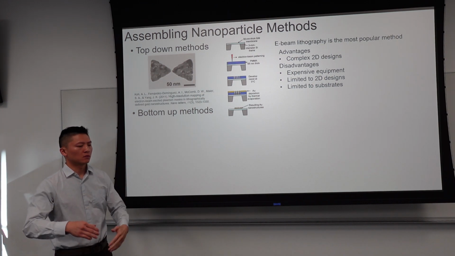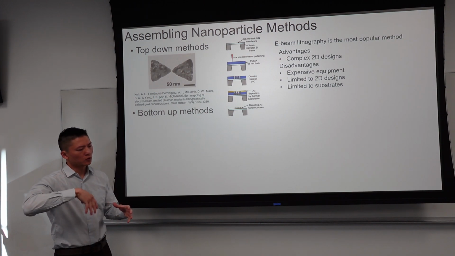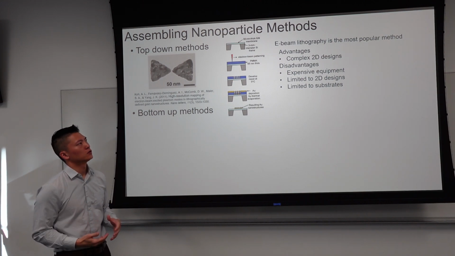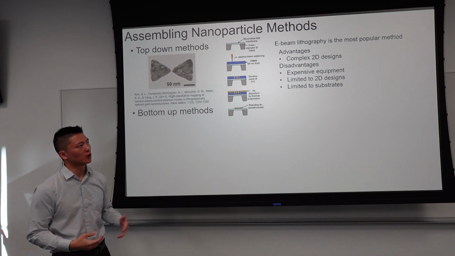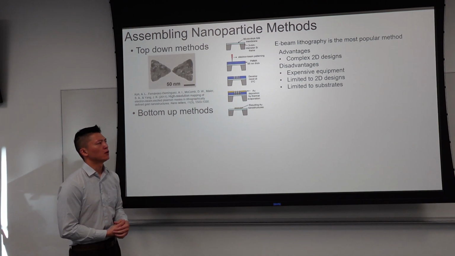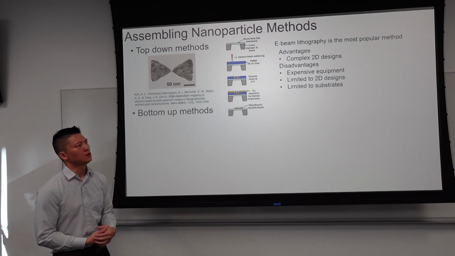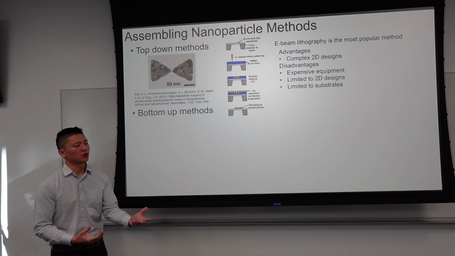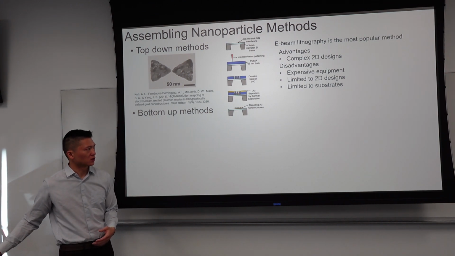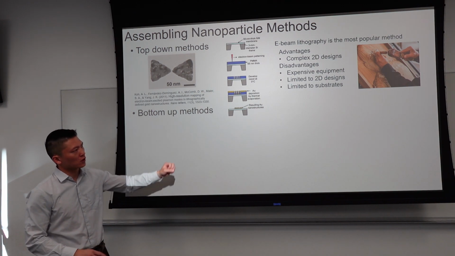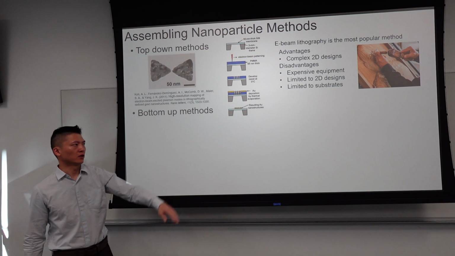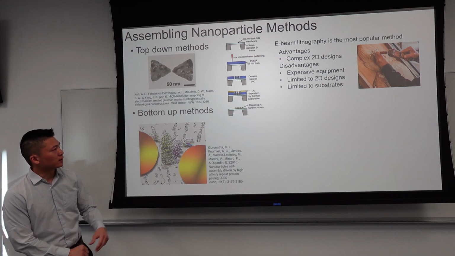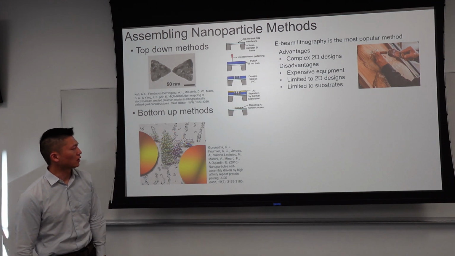And of course, the top-down methods create a structure by carving out a structure using some method, so you're limited to 2Ds, and you're limited to substrates, meaning you couldn't create these assemblies in solution, which would be useful as a biosensor, as an example. And so top-down methods are sort of analogous to wood carving, as I'm showing there.